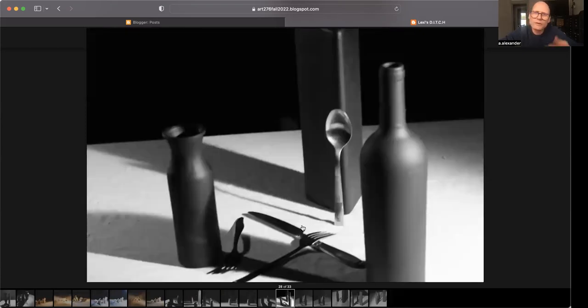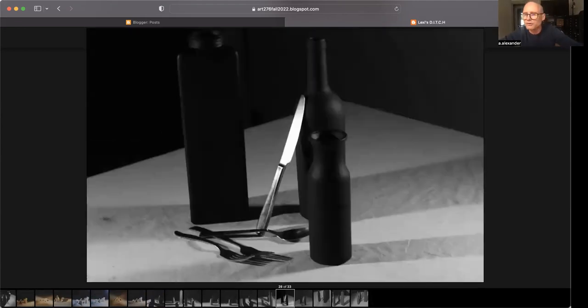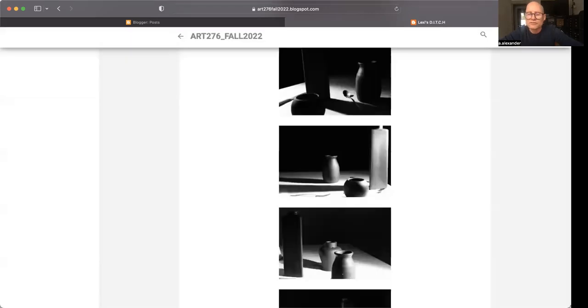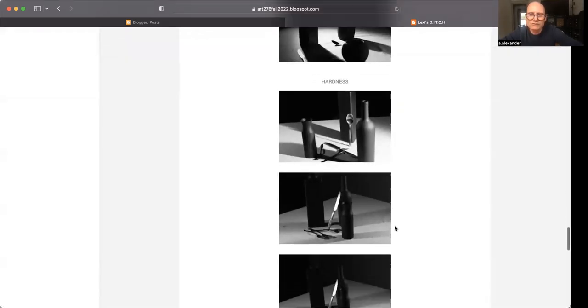Much, much more. Like with drawing, we don't want to do the same drawing over and over again. Same thing, we don't want to do the same photograph over and over again. So let's look at the last one here, which is the hardness.